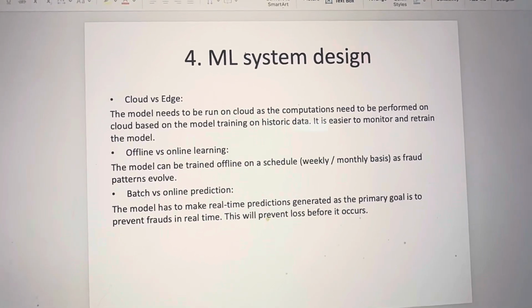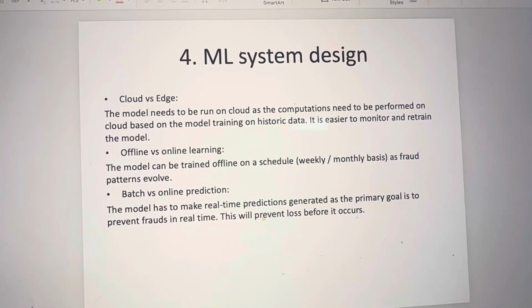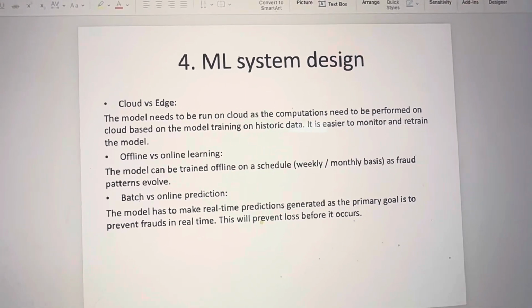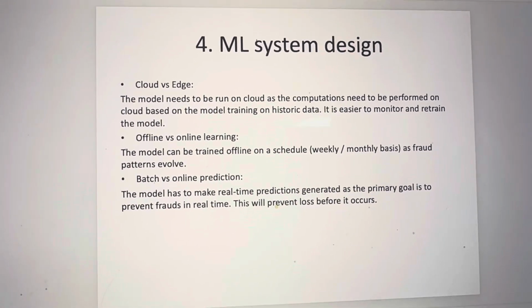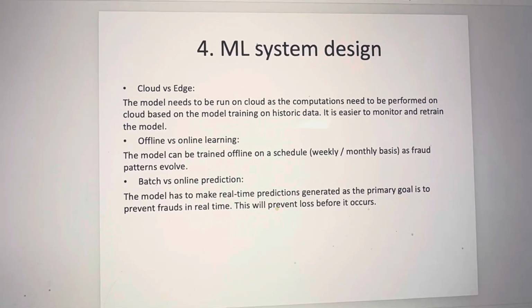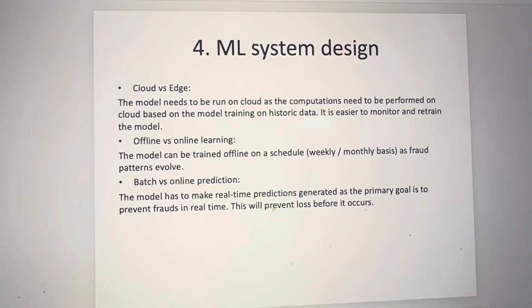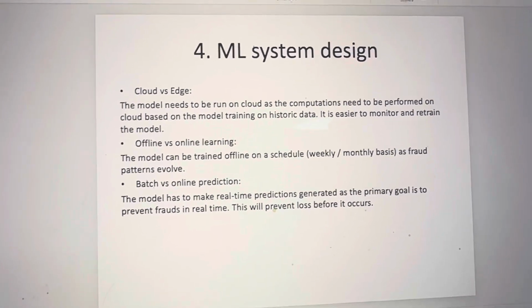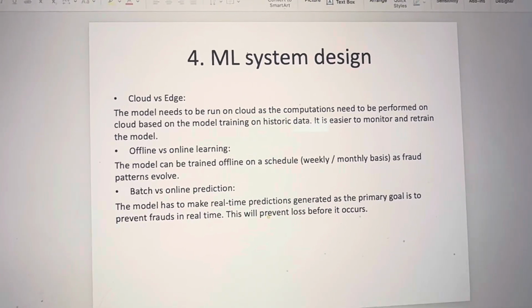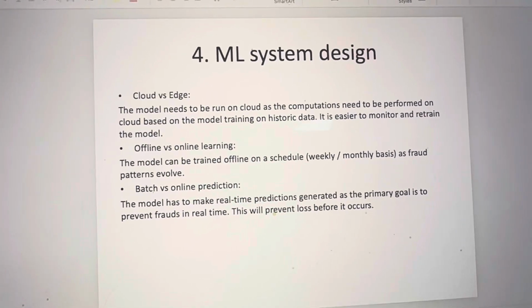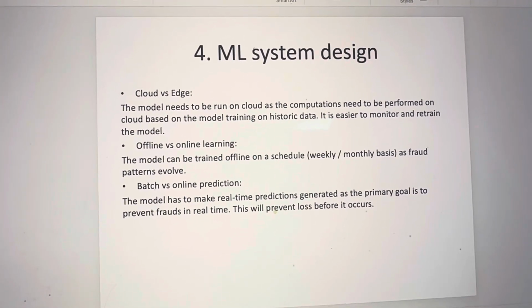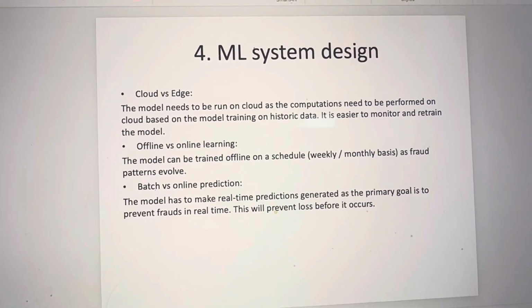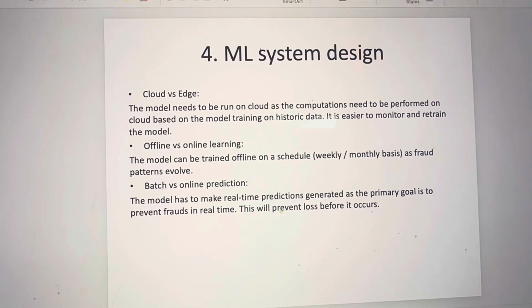And batch versus online prediction, the model has to make real-time predictions. If there is any latency, we might miss the chance of preventing fraud. So the main goal is that we have to prevent the loss before it even happens. So for that, we have to opt for online prediction, where the predictions are generated in real time, and the employees can work on preventing these losses.